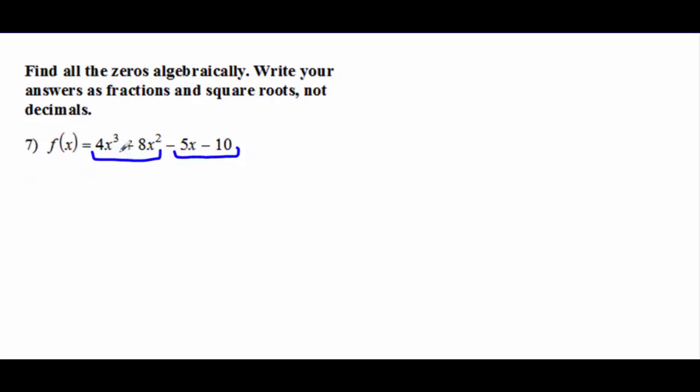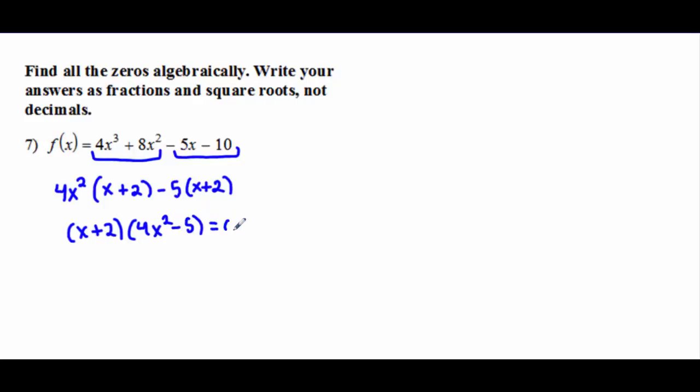So look at these first 2 terms and say, well, they have a 4x squared in common that I can take out and be left with x plus 2. The last 2 have a -5 in common that I can take out and get x plus 2. So that means this is x plus 2 times 4x squared minus 5.